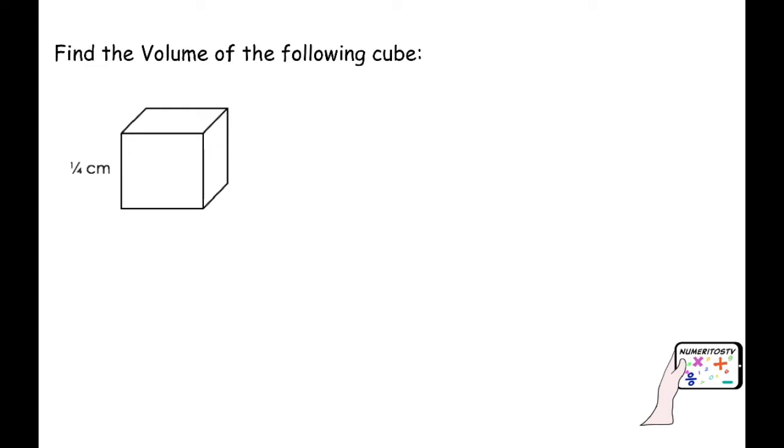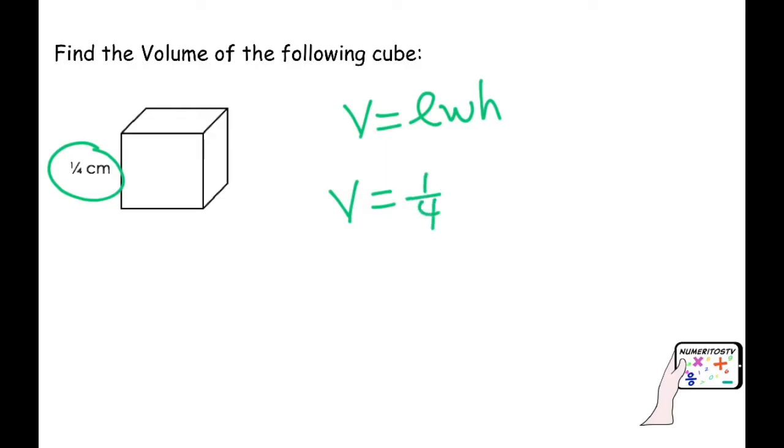Let's try to find the volume of this cube. A cube is a prism where all the sides are equal. So here the length, the width, and the height are going to measure the same length. So using our formula, length times width times height, I have that one of the sides is 1/4 centimeters, so I need to multiply 1/4 times 1/4 times 1/4.